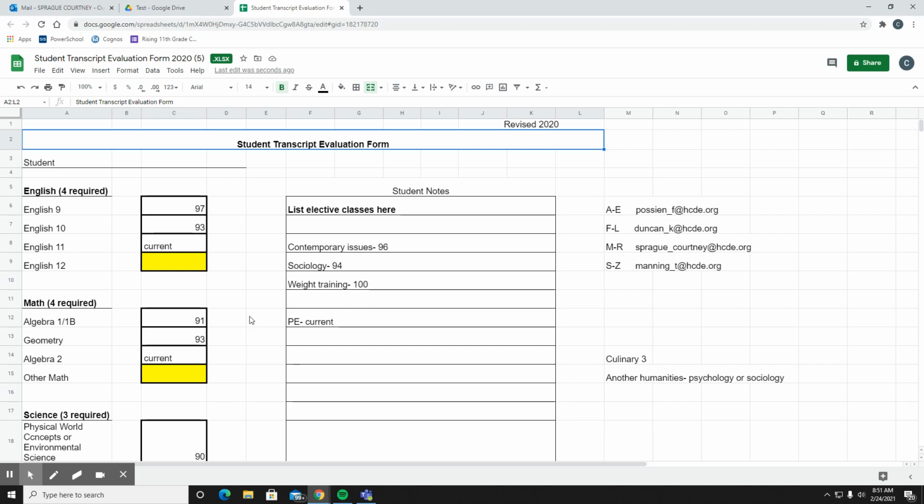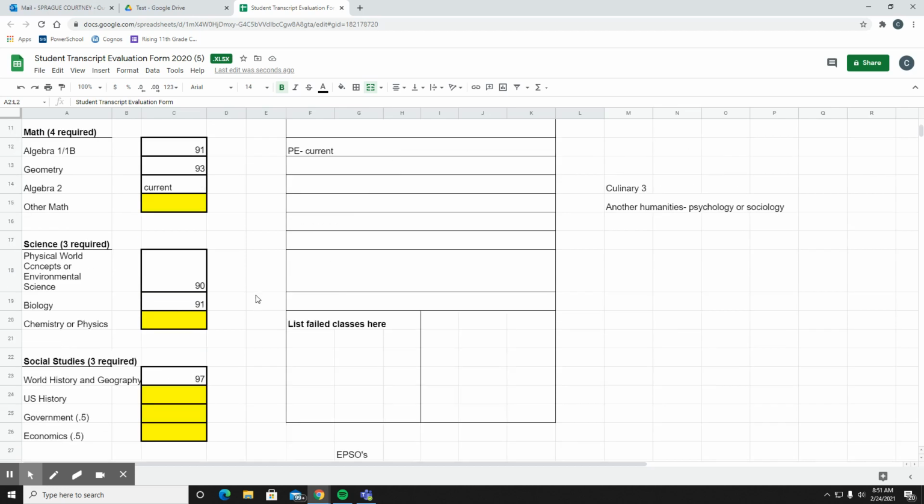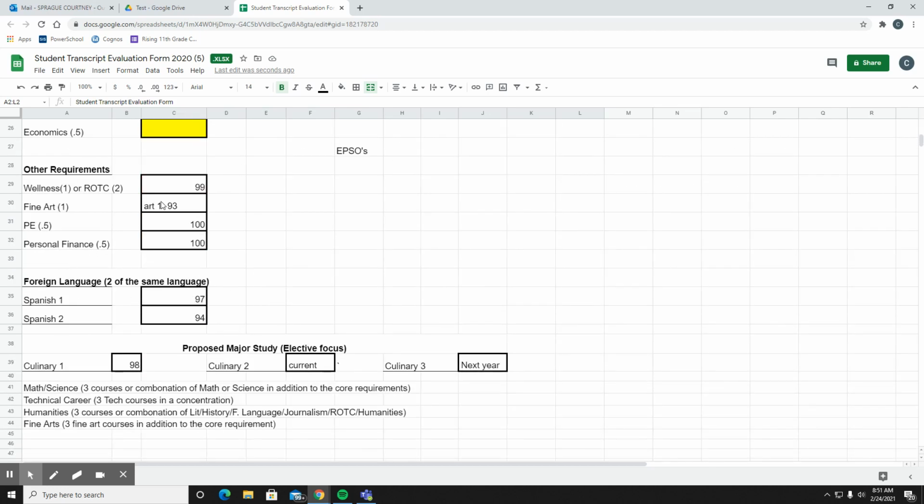A couple things I want to say: if you are going into your junior year, it would really be a good idea to have your fine art in place and at least the first part of your foreign language.